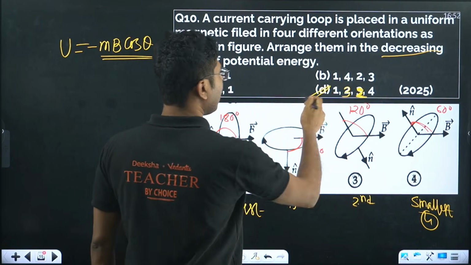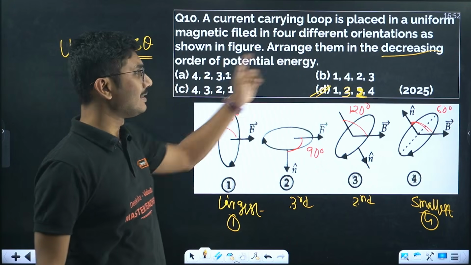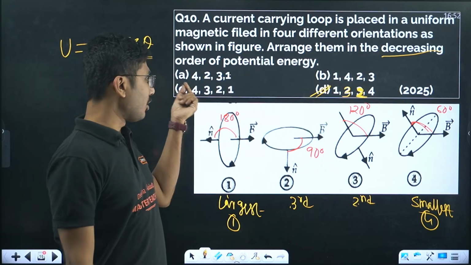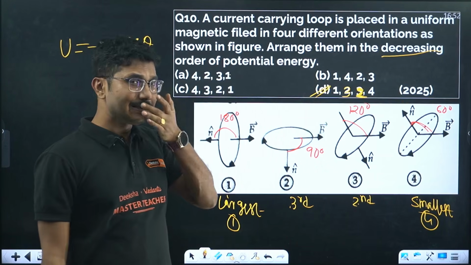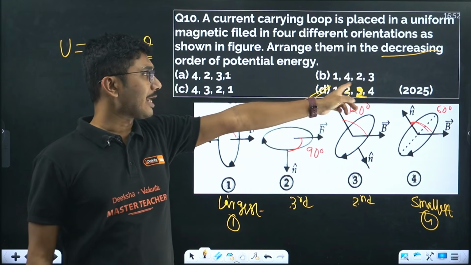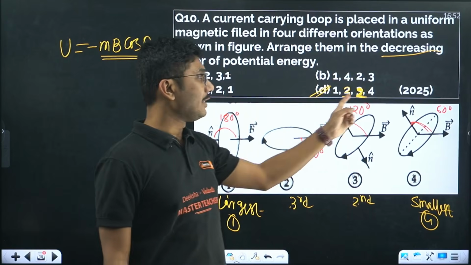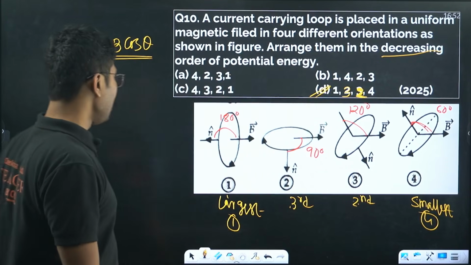Do not reverse the order 1, 3, 2, 4. This can be the answer if it is increasing order. Smallest first, slowly increasing, that is called increasing order. Decreasing order is mentioned in the question, so it will not be 1, 2, 3, 4. 1, 3, 2, 4 should be the answer for this question.